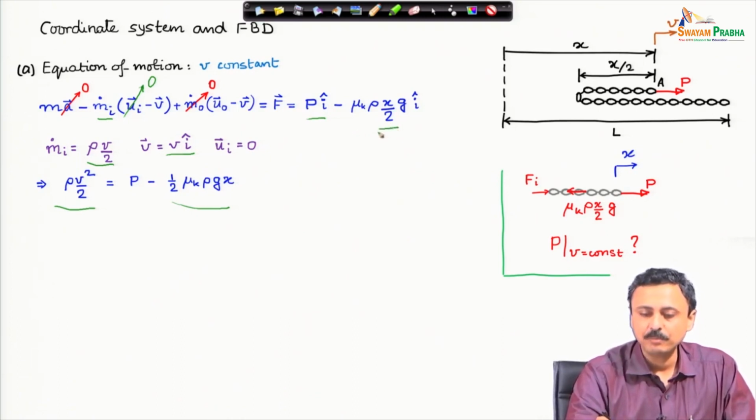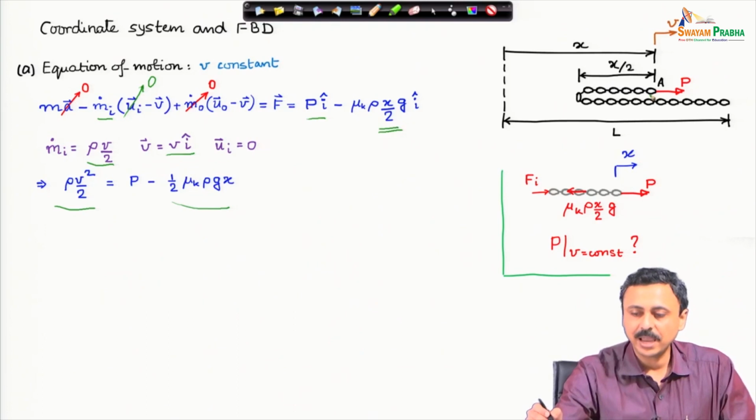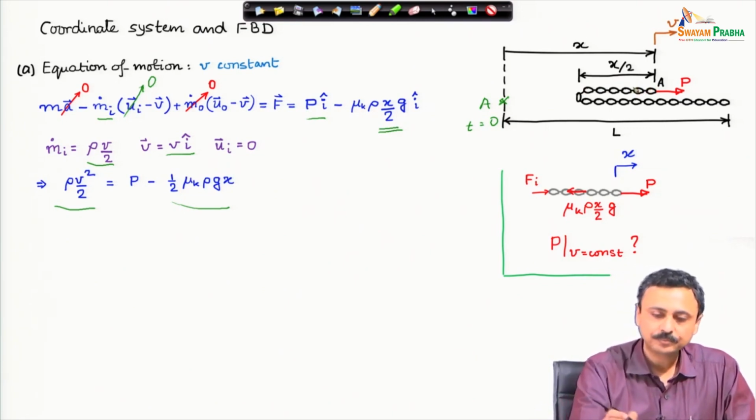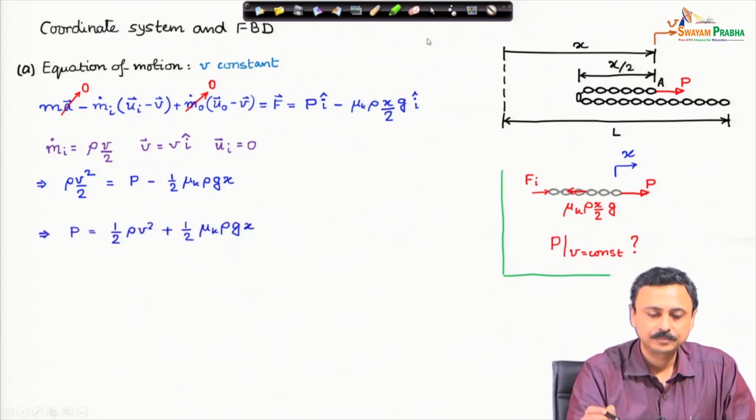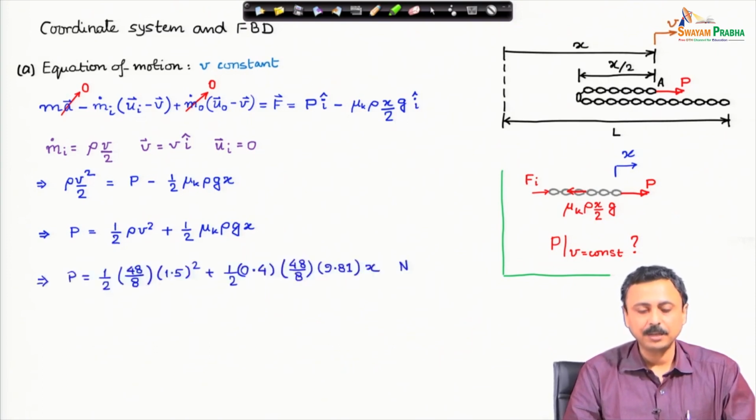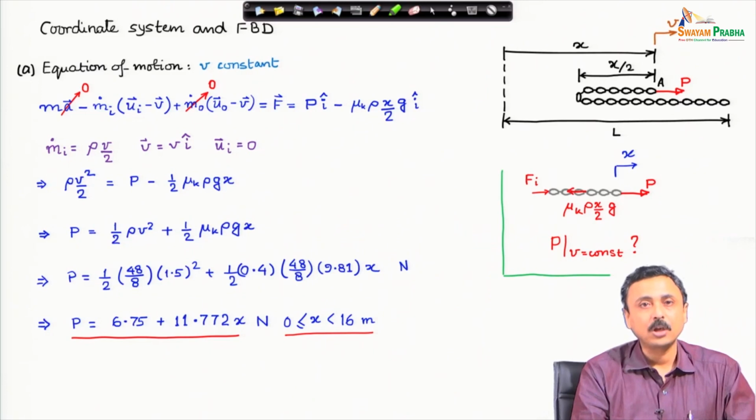Remember, the length of the moving part of the chain is x by 2. This is an important thing to observe. When a point has moved a distance x from its starting location, so at t equal to 0, a was here, now it has moved a distance x, the length of the moving part of the chain is x by 2. Now, this I can rearrange and find out the force required, and I can plug in the values that are provided, and I will get the force required to keep the velocity constant.